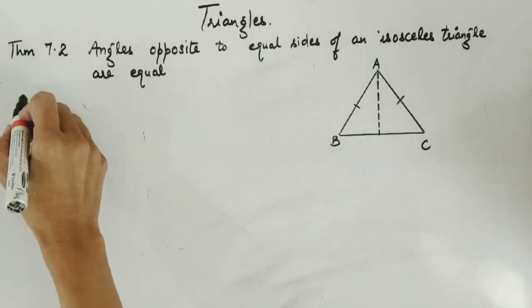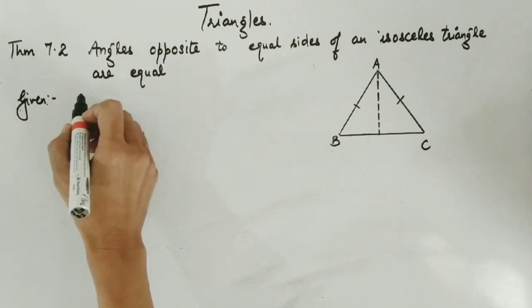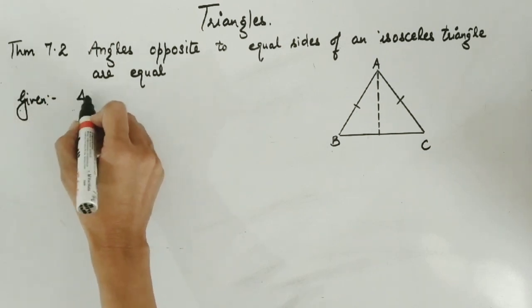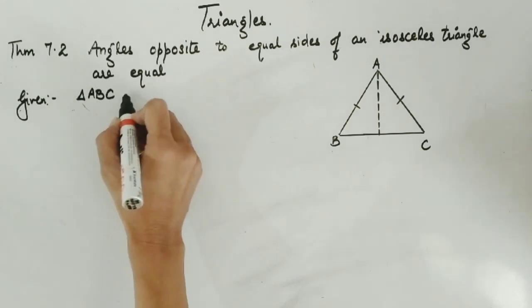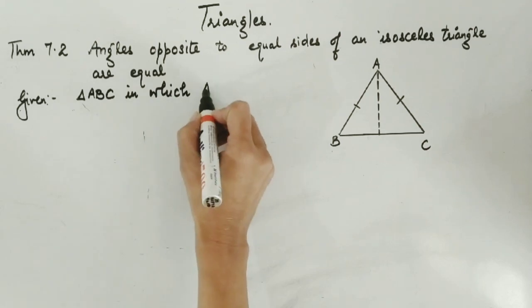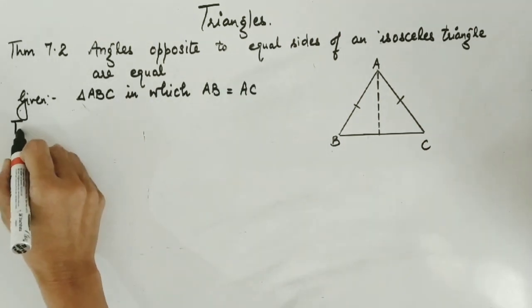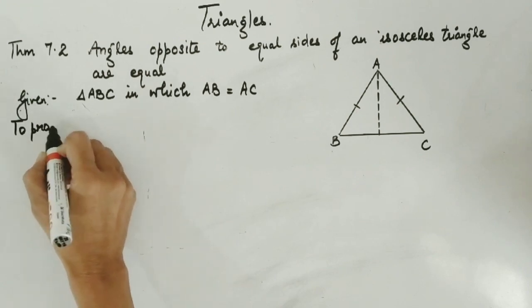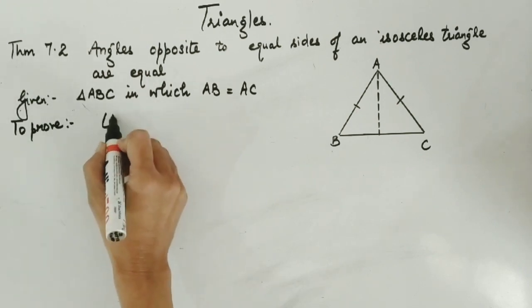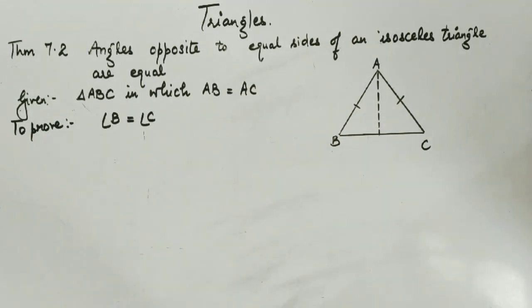So since it's a theorem, we need to write all those details. The given information is a triangle ABC in which AB is equal to AC. This is what we know, and we are asked to prove that angles opposite to them are equal, that is angle B and angle C are equal.